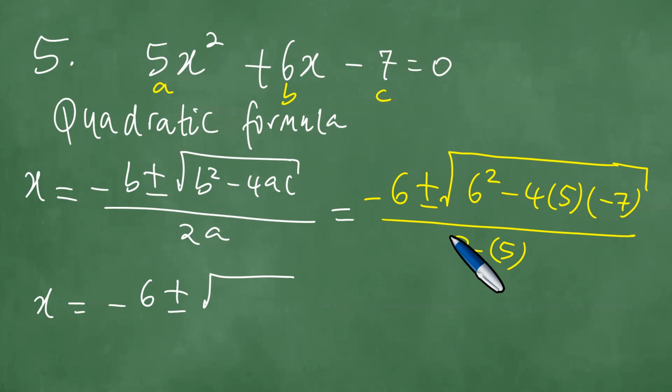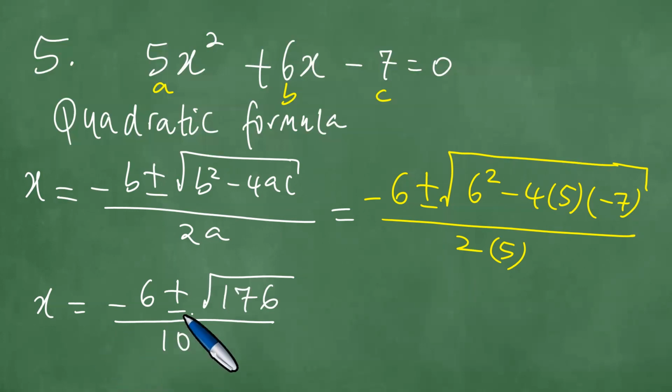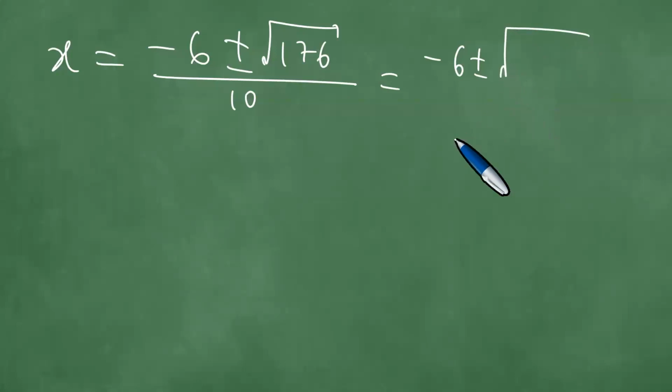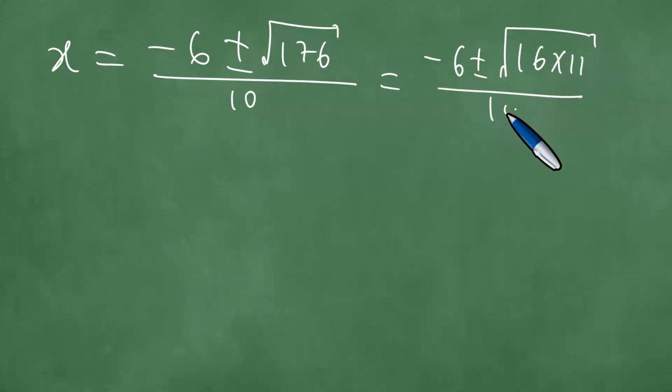There's 6 squared plus 4 by 5 by 7. And it is actually apparently 176. Right. That's 176 divided by 10. Right, so we're getting that x is minus 6 plus or minus the square root of 176 over 10, which means x equals minus 6 plus or minus the square root of 176 out of 10. What are the factors of 176 that can bring so much joy to us? 16 by 11. So 176 has the factors 16 by 11 out of 10.